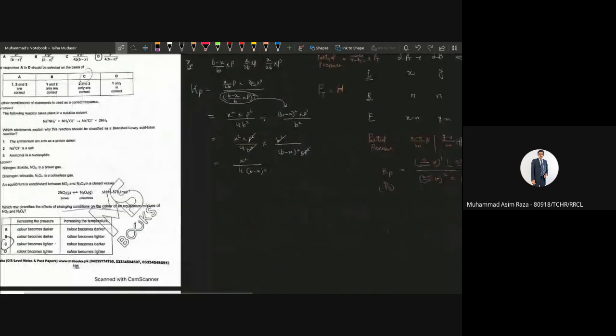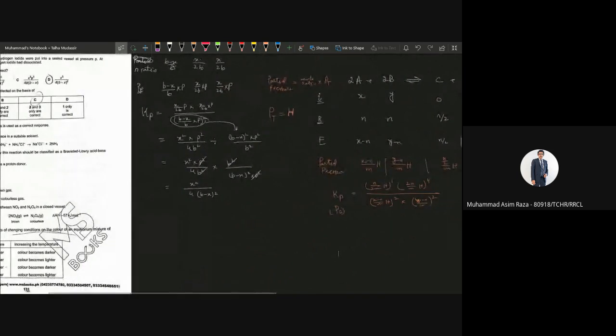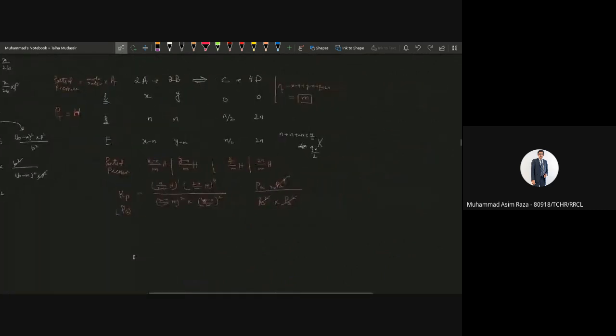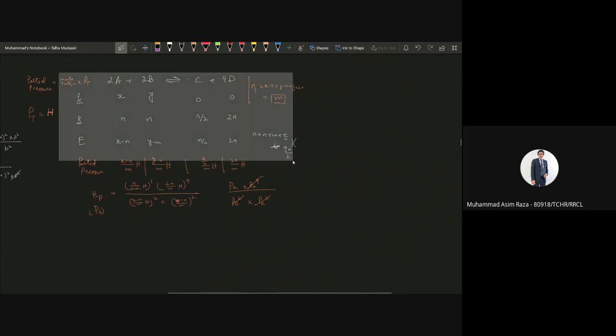So we have to take into account such values. Similarly, let's say I have to find out Kc. What will we do? It's very much easier. We'll take all these calculations like we have done over here.